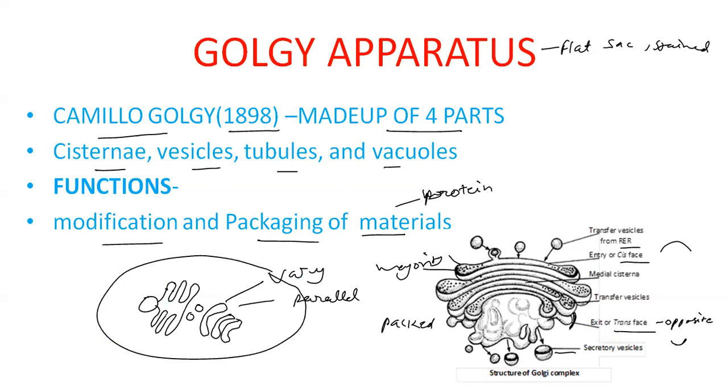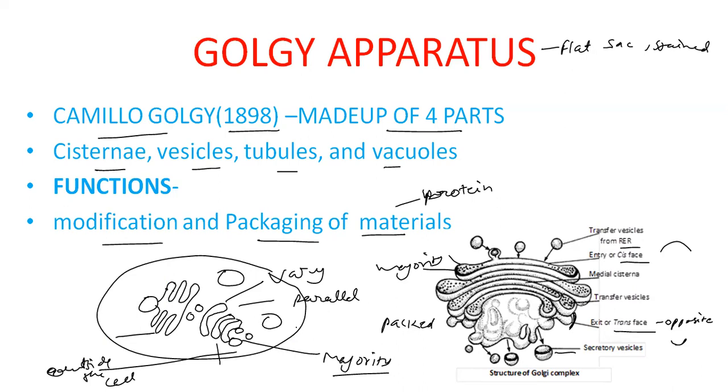Modification takes place in both the ER and the Golgi apparatus, but the majority of modification takes place inside the Golgi body. After the modification, the Golgi body secretes out the vesicles. A large amount of vesicles go outside the cell. Some of them are used inside the cell and some of them turn into lysosomes and vacuoles.